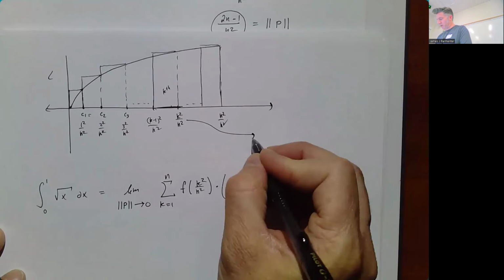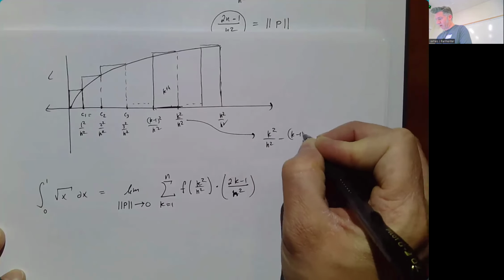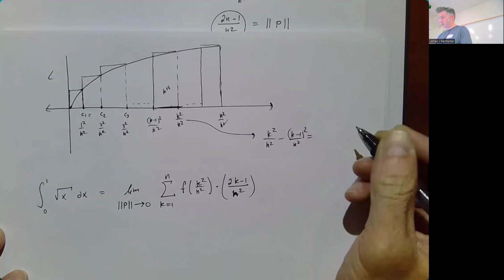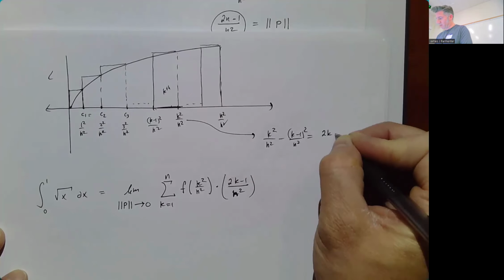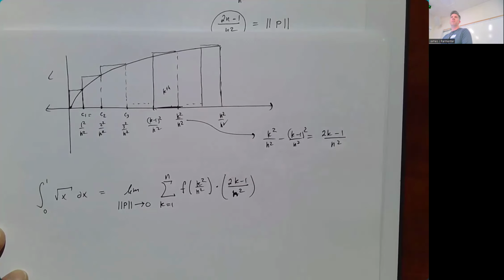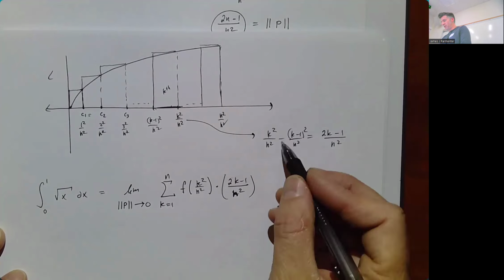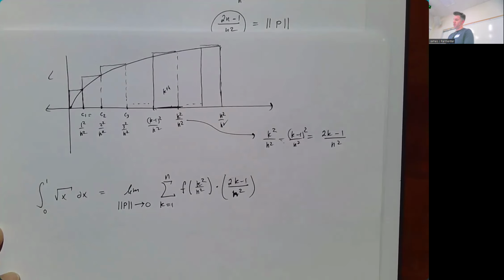If we subtracted those, k squared over n squared minus k minus 1 squared over n squared, that's also going to give us 2k minus 1 over n squared. Yeah, that seems okay. You multiply that out, you subtract the k squared to cancel, you get a minus 2k plus 1. Yeah.